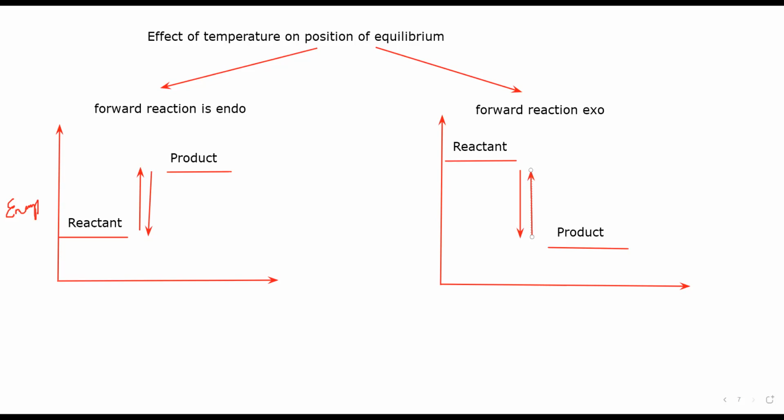For example, if it's an endothermic reaction, the forward reaction is endothermic. For reversible reaction, we have both reactant and product. And what we are doing now, we supply heat energy. We increase the temperature or supply energy.